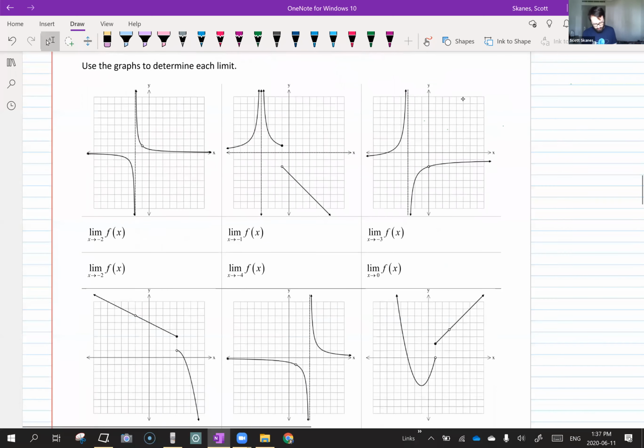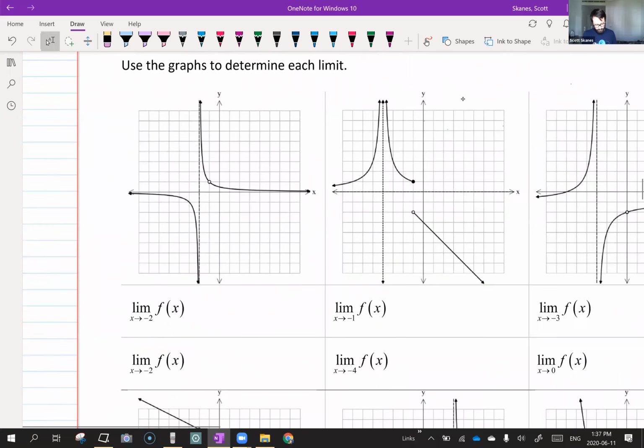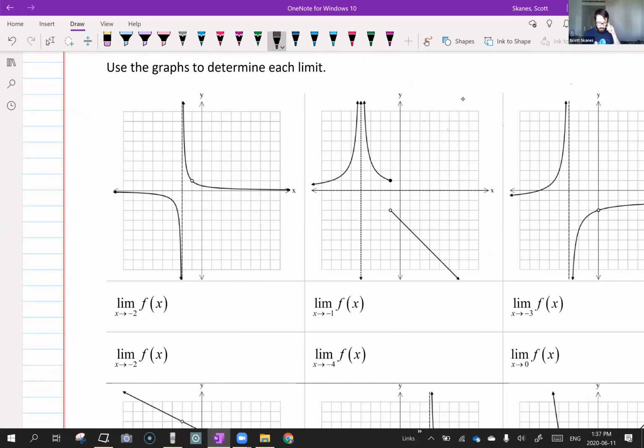The graphical limits. They were probably the worst done question on the whole assignment, which I was kind of sad about because I thought I'd gone through this question many, many times. Let's take a look at this. Limit as x approaches -2. Well, just find -2. This is x equals -2. And just tell me, from the left, what is it going to? And from the right, what is it going to? From the left side, it's going to -infinity. From the right side, positive infinity. They don't match, so it does not exist.